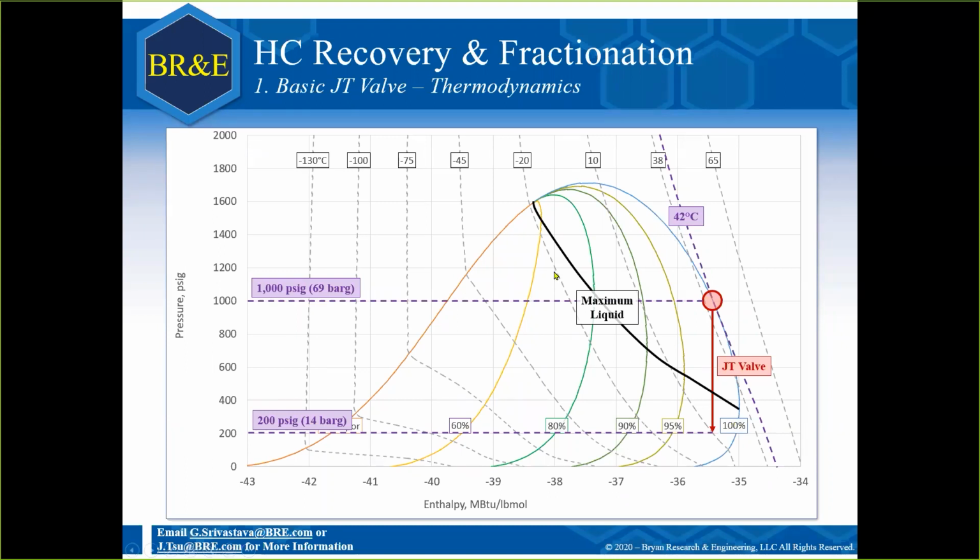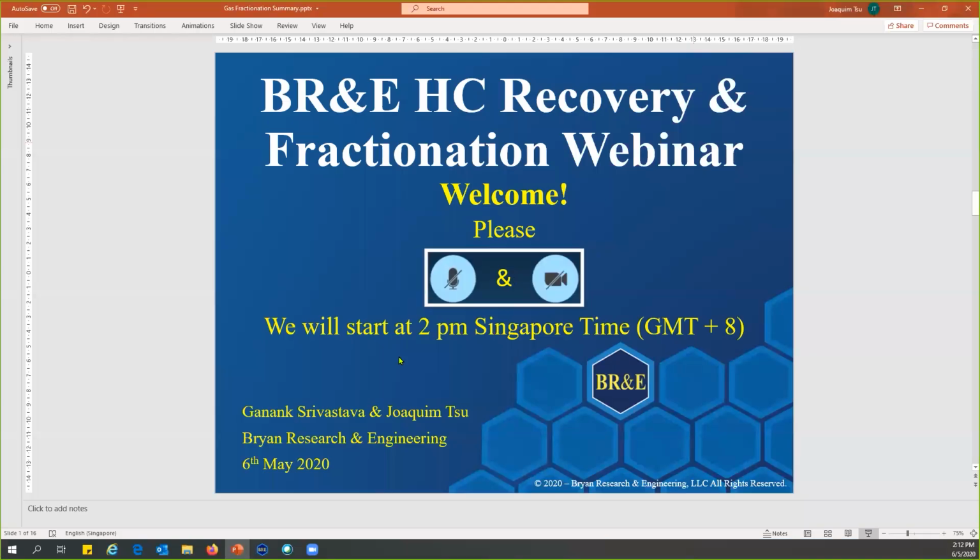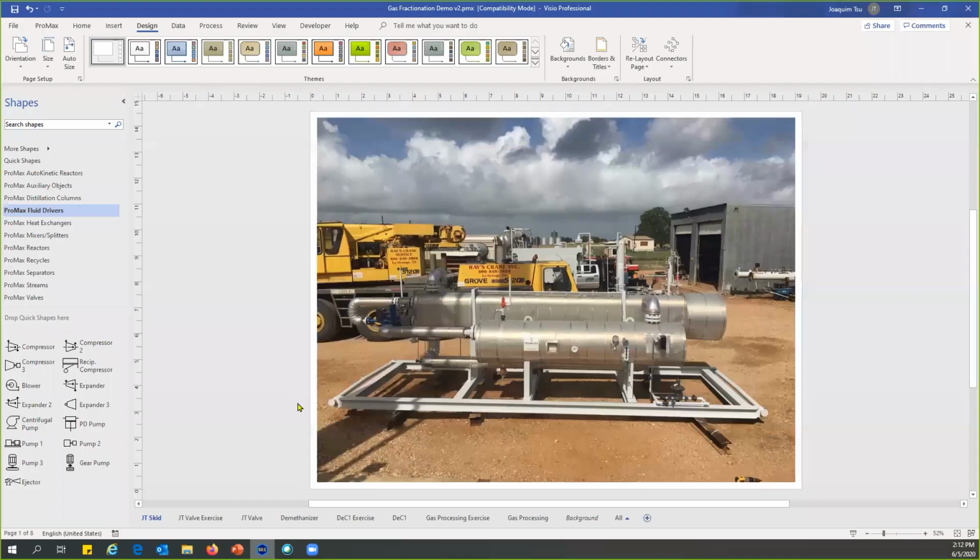So allow me to jump over to ProMax. And we'll start off with what one of these JT skids might look like. These are often just skids that you can buy off a company and truck in and attach to your plant. You'll see here there's heat integration, the low temperature separator, as well as the valve somewhere around here. It's all generally insulated.